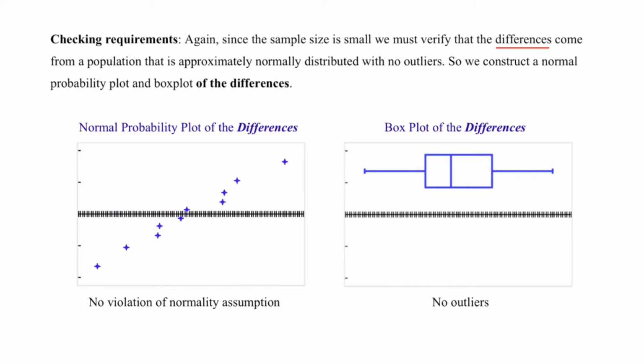To confirm that we've got a population that is approximately normally distributed, we make a normal probability plot of the differences, which we've done before. Looking at the plot that's provided for us, we see that there's no violation of the normality assumption, so we can assume that we've got an approximately normal distribution. Remember to check outliers. We use a box plot. Looking at the box plot of the differences, we see no outliers, which means we're all set, and our requirements have been met.